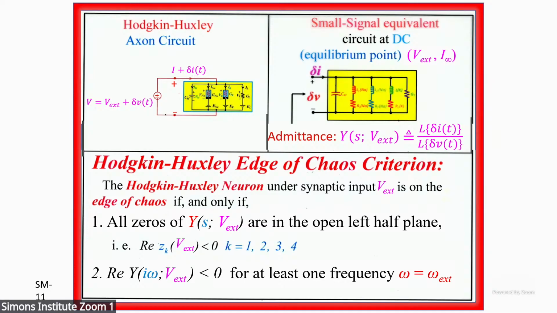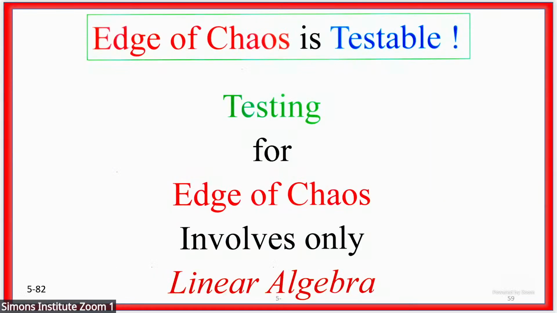The theorem says you're on the edge of chaos if two conditions are satisfied. First, all the zeros of the complexity function are in the open left half plane. So this is a stability condition. That's a well-known standard, no surprise to most of you. But what's new here is that the real part of the complexity function is negative for at least one frequency. That is new, and that is the fundamental new result that defines the edge of chaos. It turns out that testing for edge of chaos therefore involves only linear algebra.